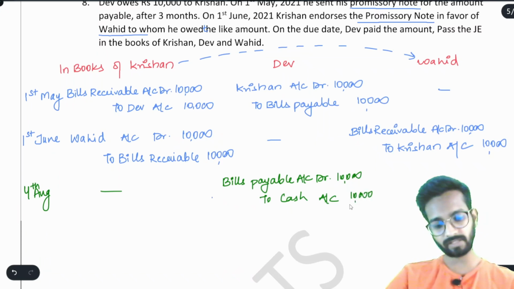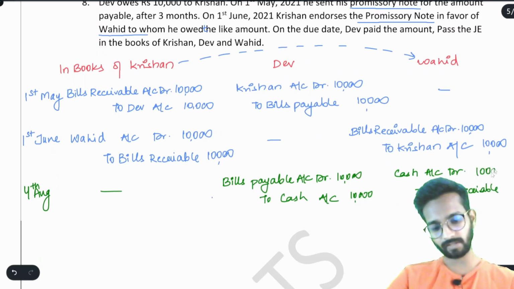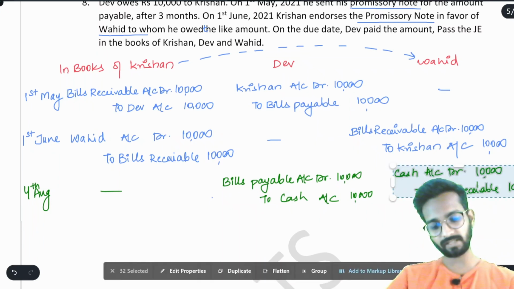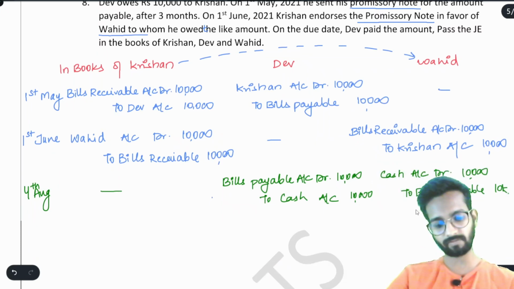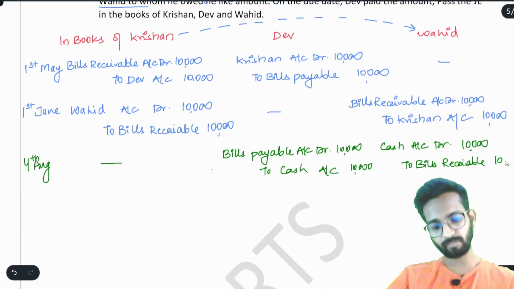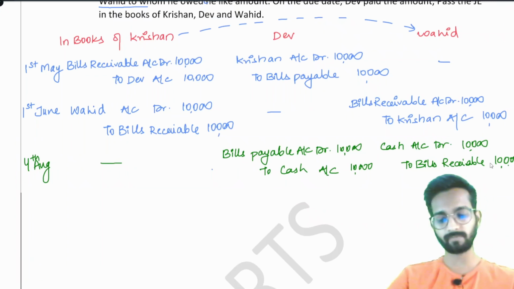Now, what will Wahid write? Wahid is receiving the money, so Wahid will write cash account debit. What will Wahid give? Wahid will give the bills receivable. To bills receivable 10,000 and 10,000. Understood? Simple enough. Please try these sums, write these answers, so you will have a better clarity that how the bill flows from one person to another person and how the journal entries are getting affected. Okay, thank you so much.